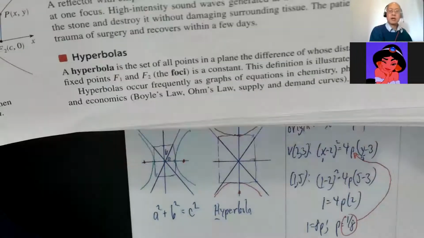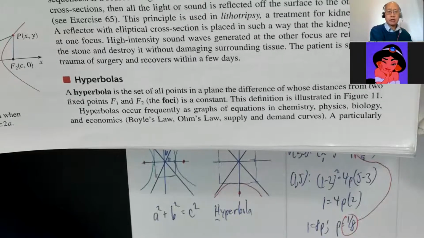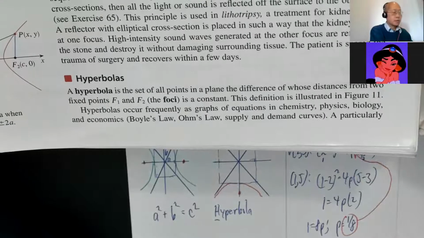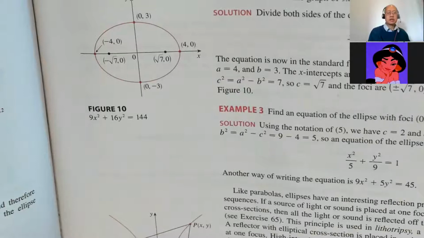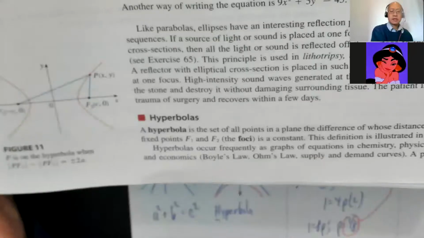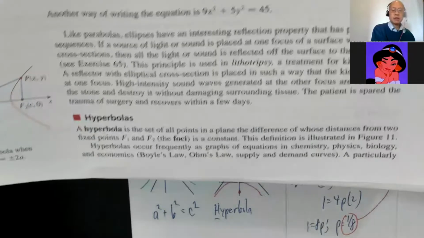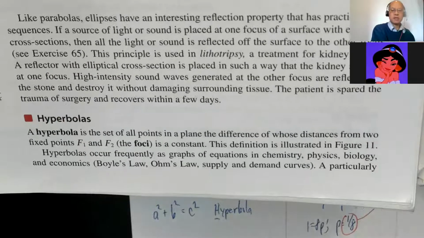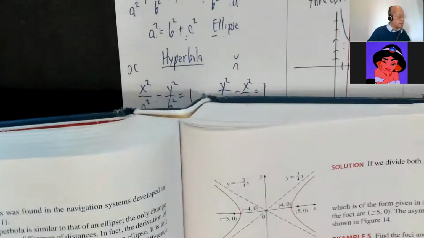For the hyperbola, page 677, a hyperbola is the set of all points in a plane, the difference of whose distances from 2 fixed points F1 and F2 is a constant. So in the definition for an ellipse, the sum was constant. For a hyperbola, the difference is constant. And hyperbolas occur frequently as graphs of equations in chemistry, physics, biology, economics, and so on. Okay.